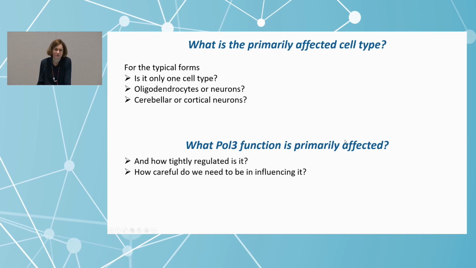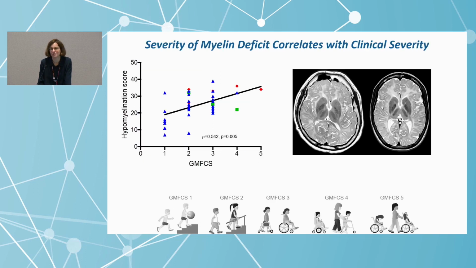And what I mentioned already, how careful do we need to be in influencing it? I think these are all important questions before we start thinking of treatment trials. So what we showed some years ago, in the patients with hypomyelination, so the typical MRI, the severity of the myelin deficit correlates with the clinical severity when you map it like that. It's not a very strong correlation, but it seems that was our idea.